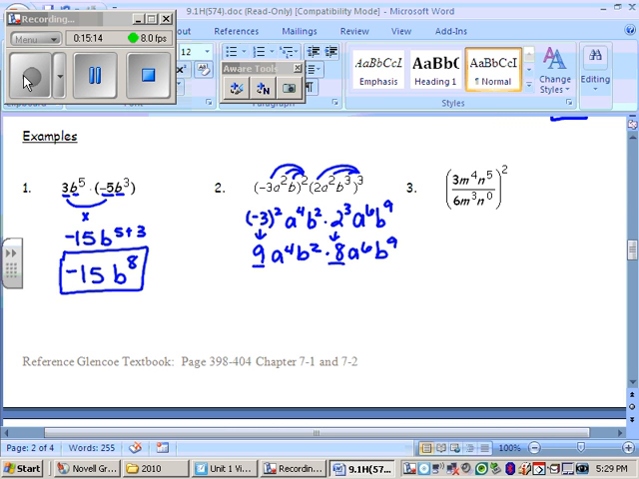From there, the numbers that are not the same base, we can simply multiply together, giving us 72. And then the variables that are the same, which means the bases are the same, we will add those exponents. So for the a's, we will add 4 and 6, and for the b's, we will add 2 and 9. So the final answer is 72, a to the 10th, b to the 11th.